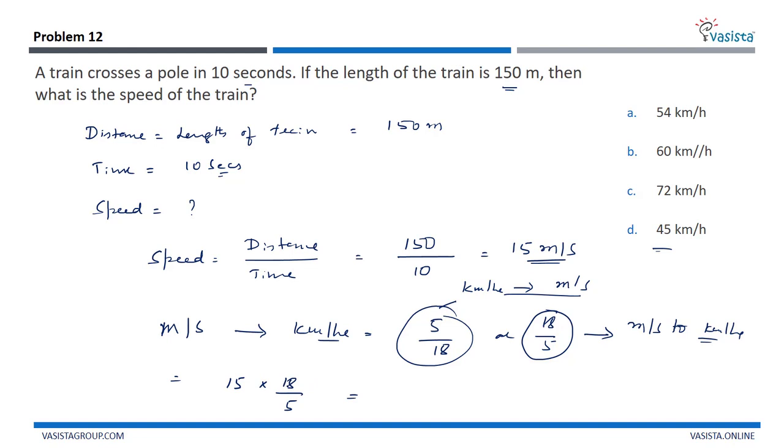That's what I need to multiply by 18 by 5. So now 5 ones are 5, 5 threes are 15, so this will become 3 into 18, 3 eights are 72 kilometer per hour. The answer here is C.